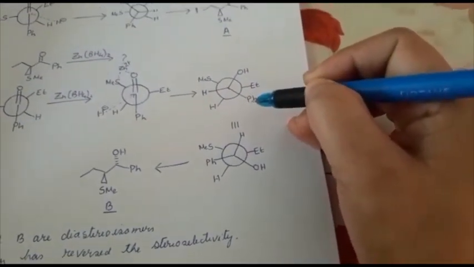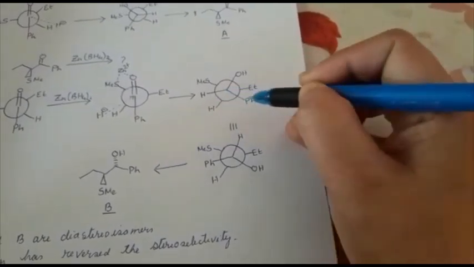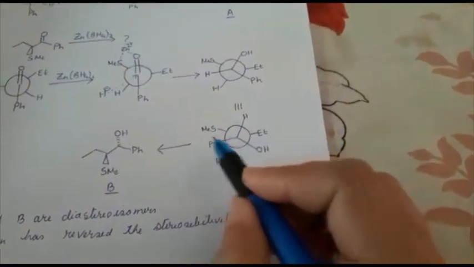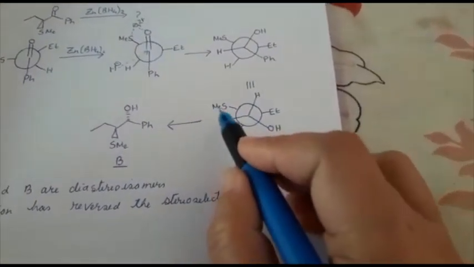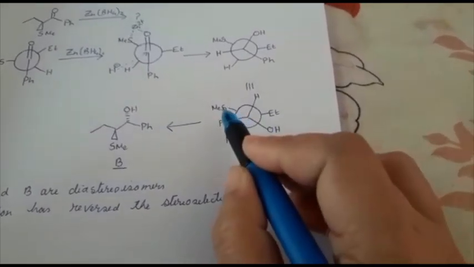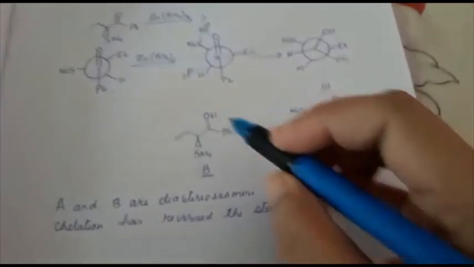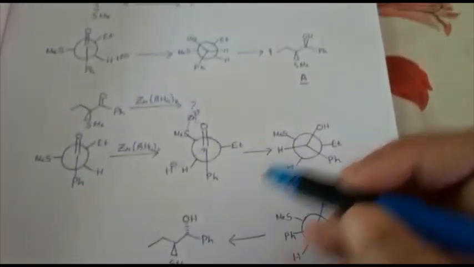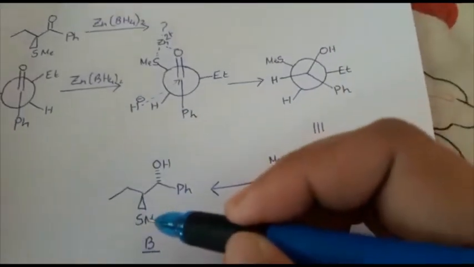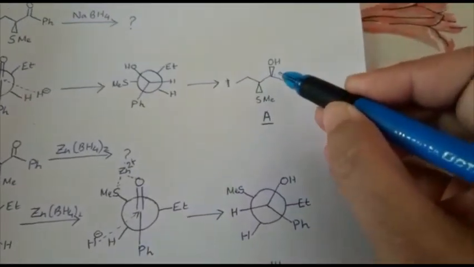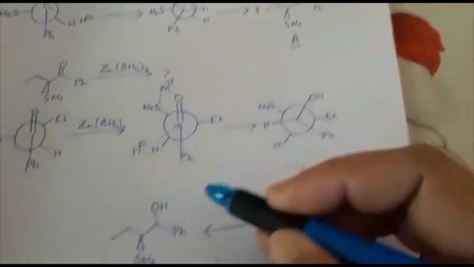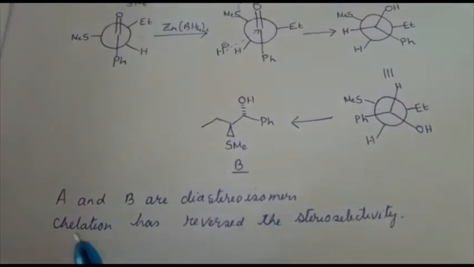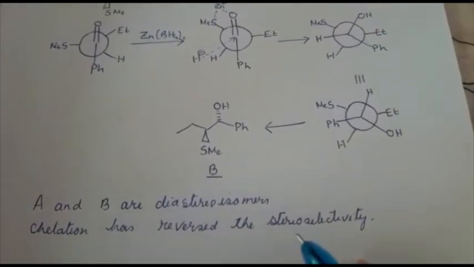Here ethyl and phenyl are not in the same plane. We have to bring them to the same plane. Phenyl will come here, hydrogen will go there, and OH will come here. And here what we have observed is that S-methyl and OH, their relationship is trans. If S-methyl is above the plane, then OH must be below the plane. Yes, this will be the configuration of the molecule. And if we compare A and B, there is simply a reversal of configuration of this newly generated asymmetric center. Then A and B are diastereomers, and we can conclude that chelation has reversed the stereoselectivity.